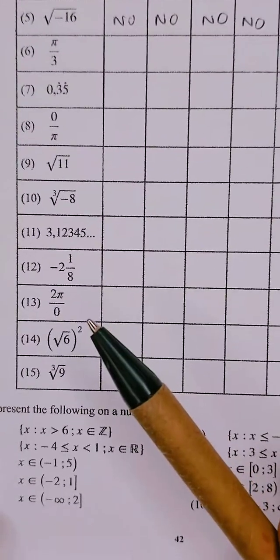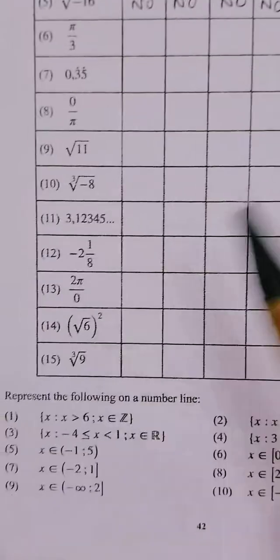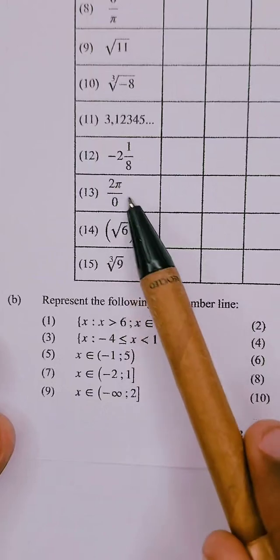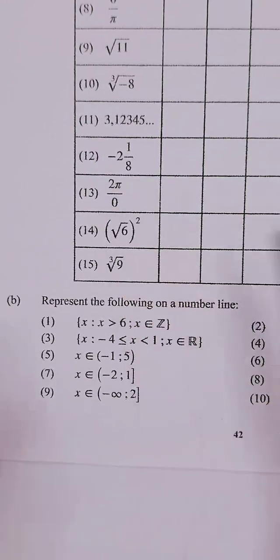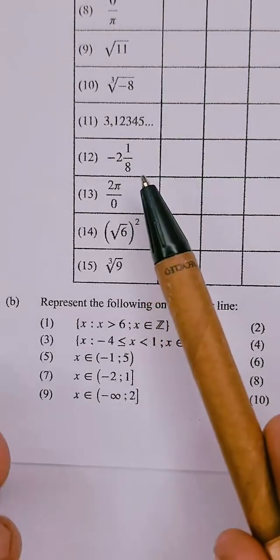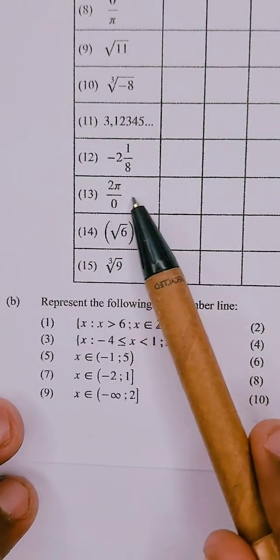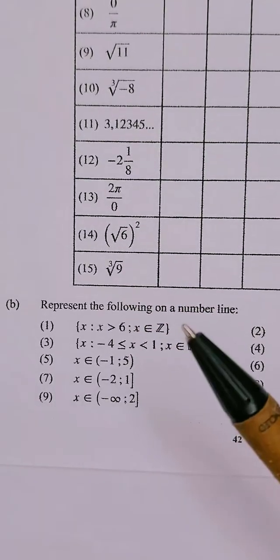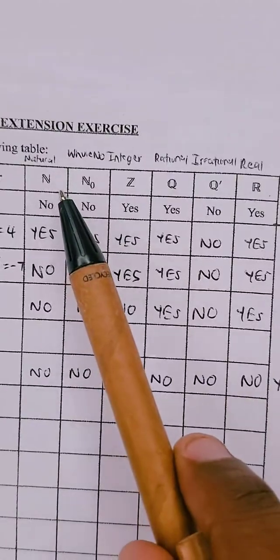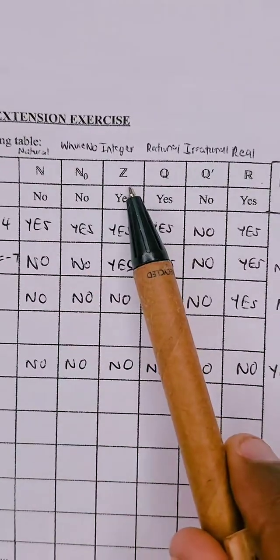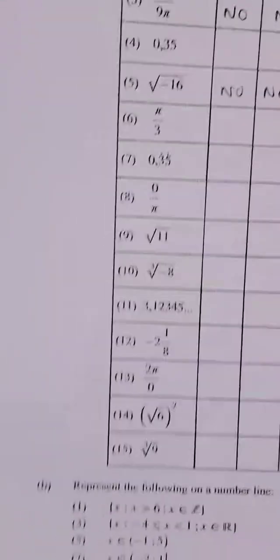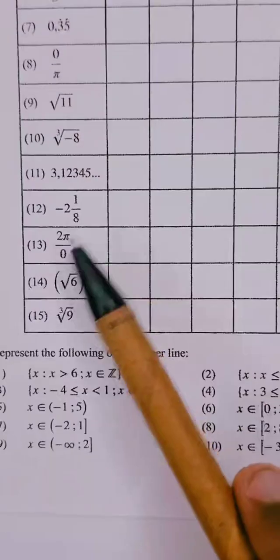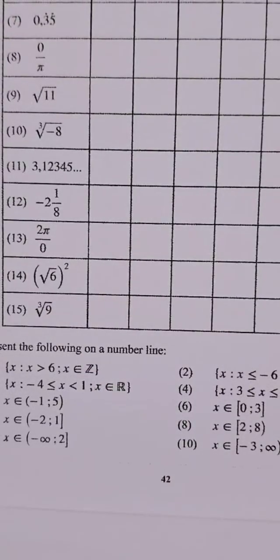Okay, anyways, I want to just check one last one before I call it quits. Let's come here, 2 pi over 0. I want you guys to let me know, in which category would this number fall under? You saw the categories here: natural, whole, integer, rational, irrational, real, non-real. Is there a category where this would fall under, and which one is it?